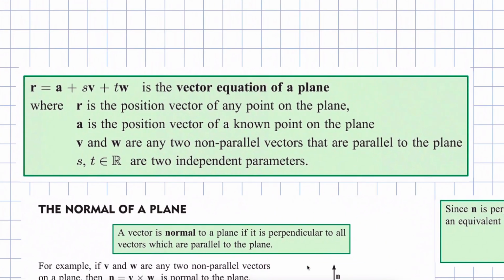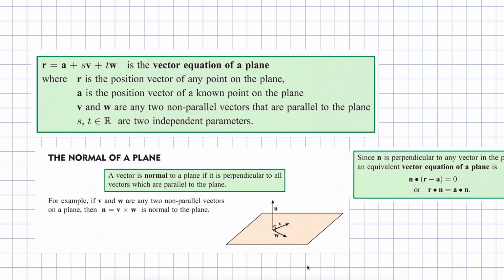We're going to have the vector R equal to the vector A plus a certain number of V's plus a certain number of W's, remembering that S and T could be non-whole numbers. We don't have to have whole numbers to get there. So that would be a vector equation of the plane. That would give us any R vector that sits on the plane, or any R point that sits on the plane. That by itself may not be that useful, but we have uses for it.